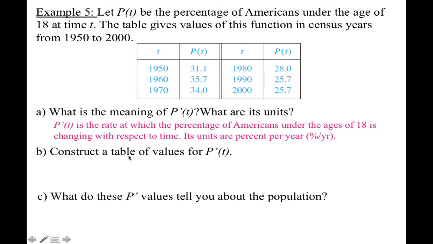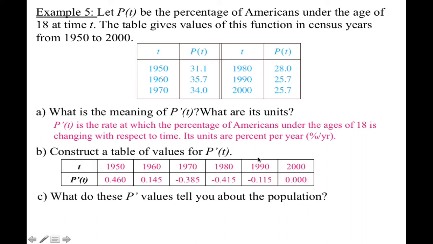All right, now we want to construct a table of values for P prime of t. So the best way to do this is to take the year 1950, and you're going to do what we did with the car problem, which is you're basically taking the average velocity. So with 1950 and 2000, the only option you really have is one side. So you would take the right side of 1950, so these 2 points, and then the left side of 2000, these 2 points.